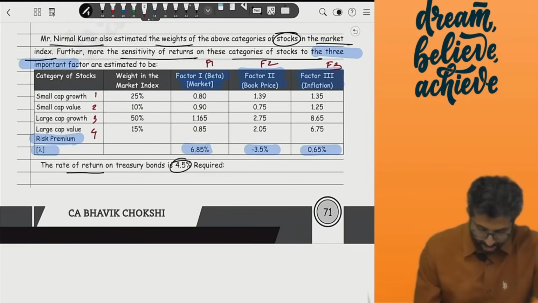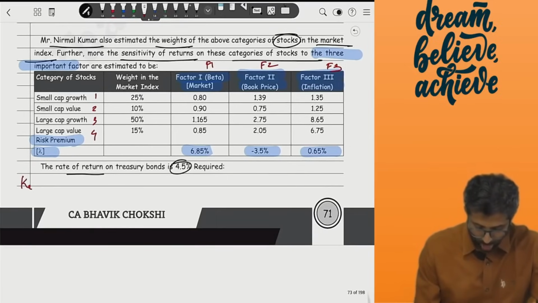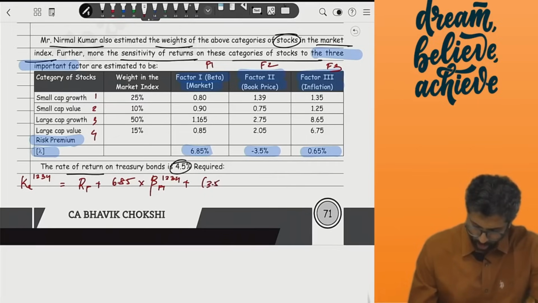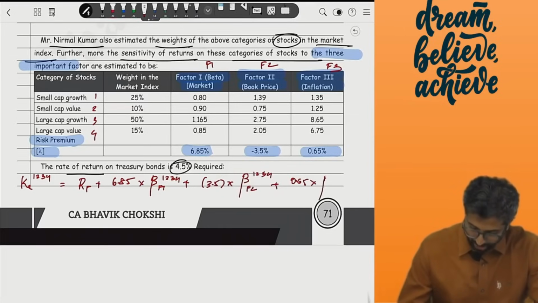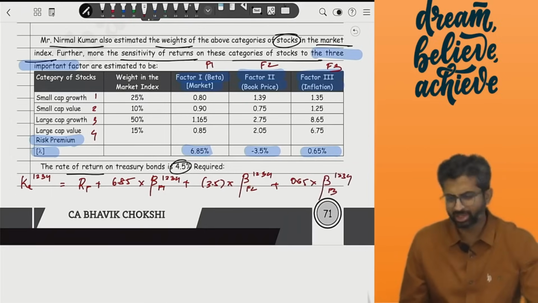So ideally, if I look at the return of the portfolio of 1, 2, 3, 4, I will say this will be RF plus lambda of factor 1, which is 6.85 given to us, into beta of factor 1 for 1, 2, 3, 4, plus a negative 3.5 again given to us, into beta of factor 2 for 1, 2, 3, 4, and lastly 0.65 into beta of factor 3 for 1, 2, 3, 4. Now, if I am able to solve it for one of them, the same process will apply everywhere.